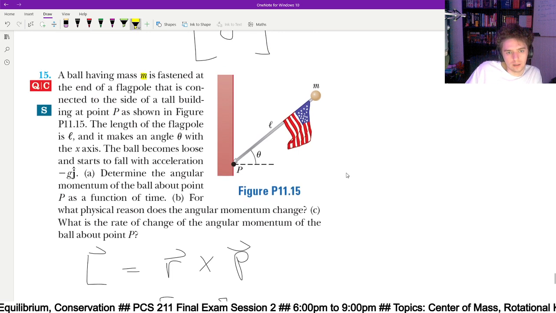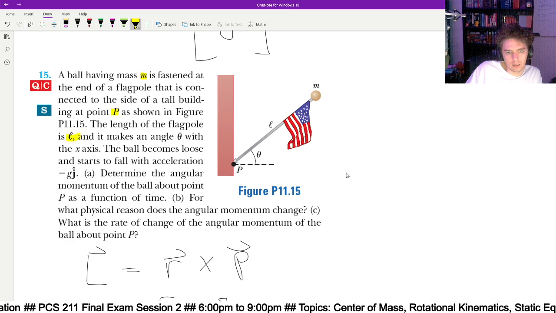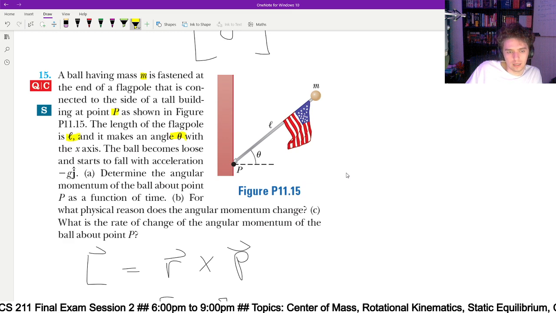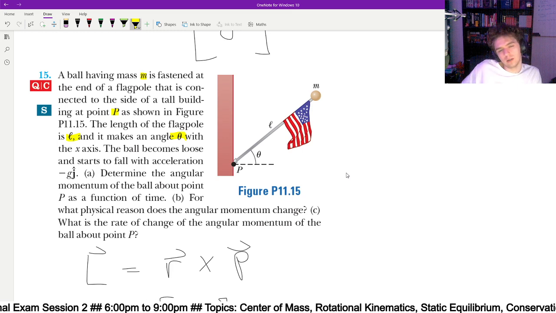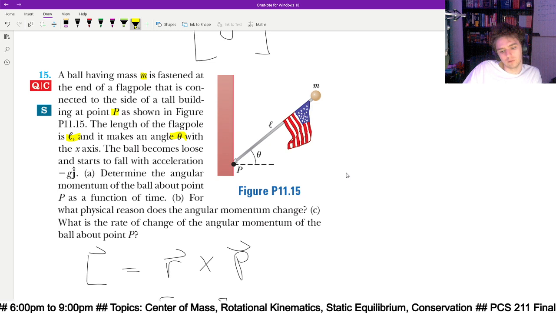What do we know? Mass is m. There's a point P. Length L. Theta with the x-axis. Well, I think we may have to use the other formula. Yeah, I'm thinking that too. But what formula?